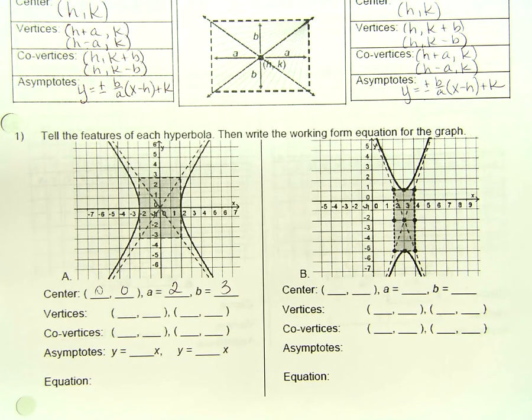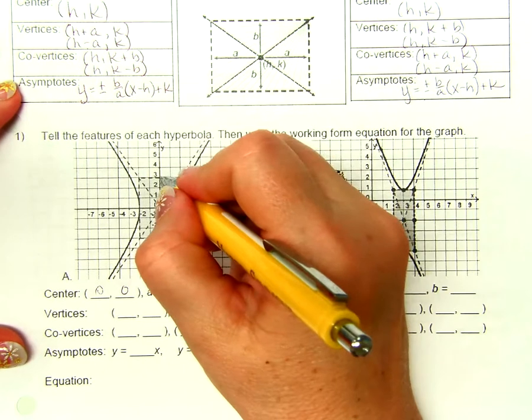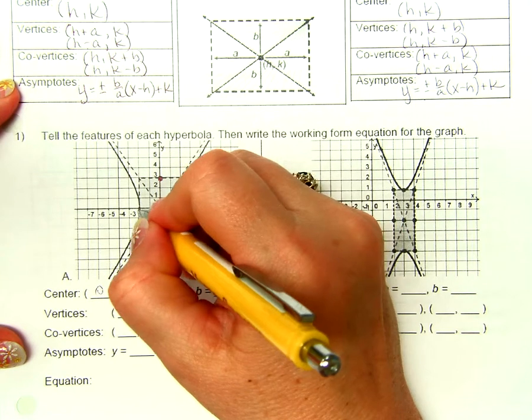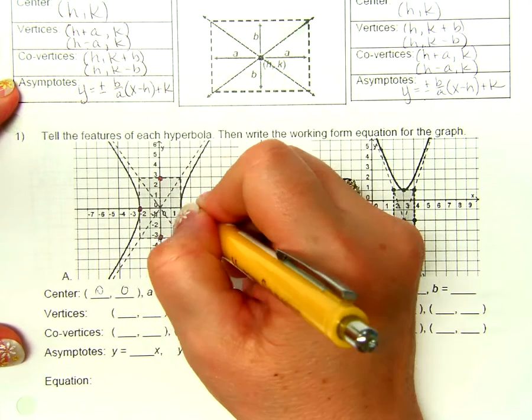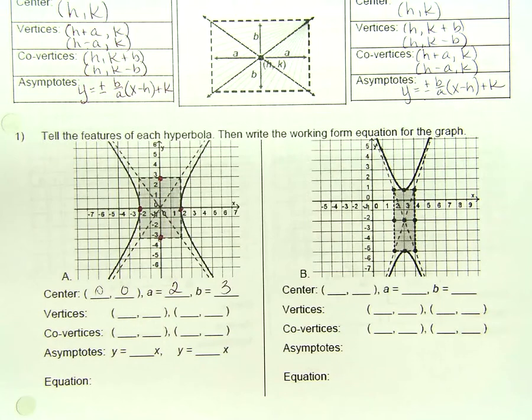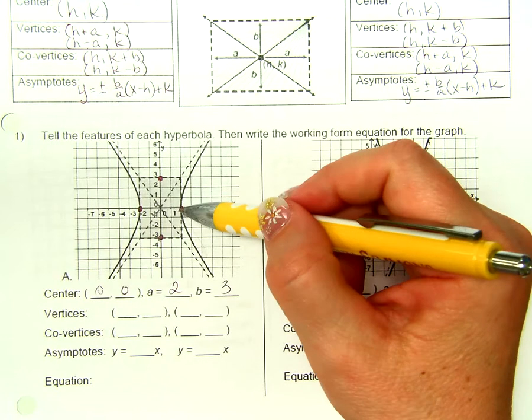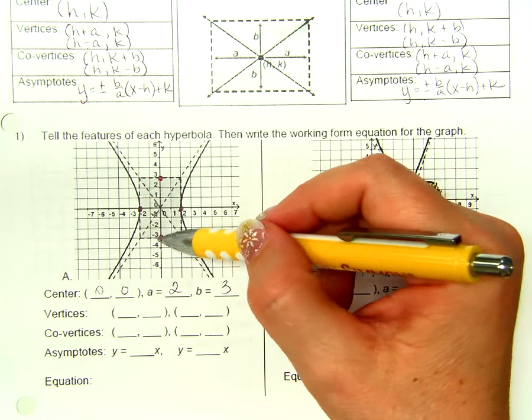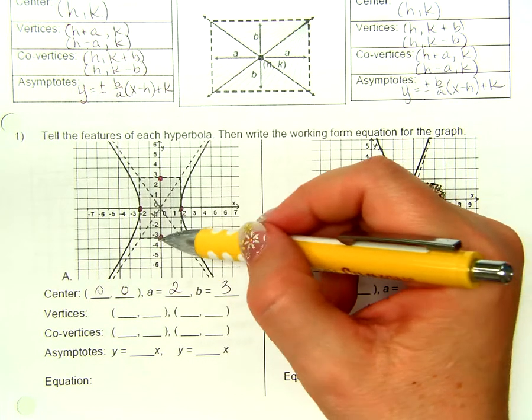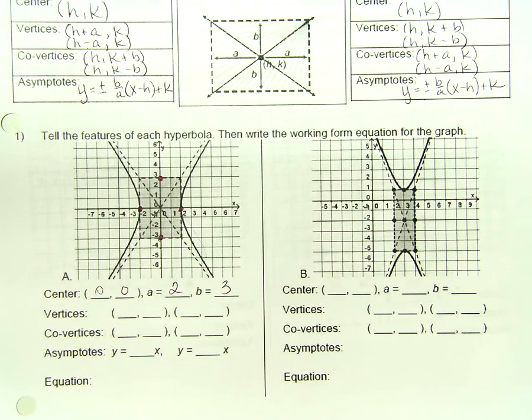So how do we know where our vertices are and our covertices? Can you see the 4 points that create the box? Not talking about the corners, talking about the edges of the box. Where the hyperbola is, that's a vertex. Where the hyperbola is not is a covertex. Write those down, please.